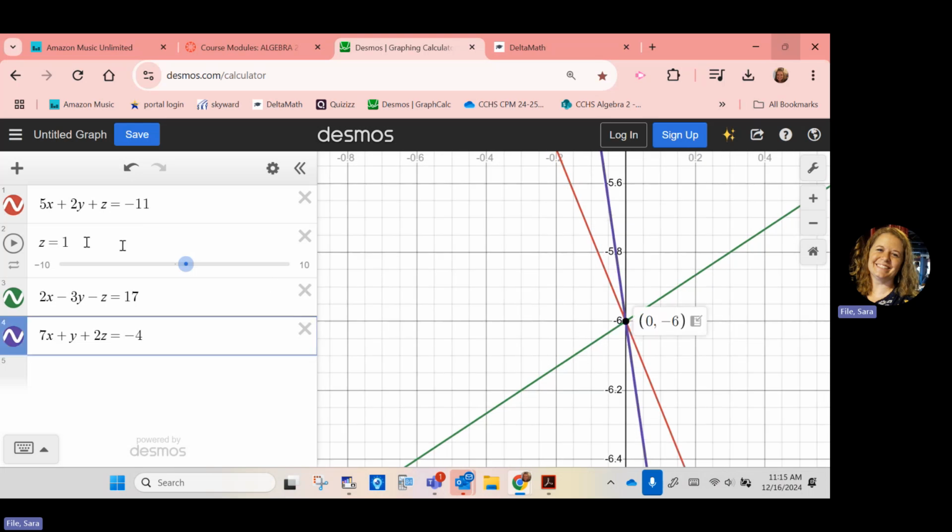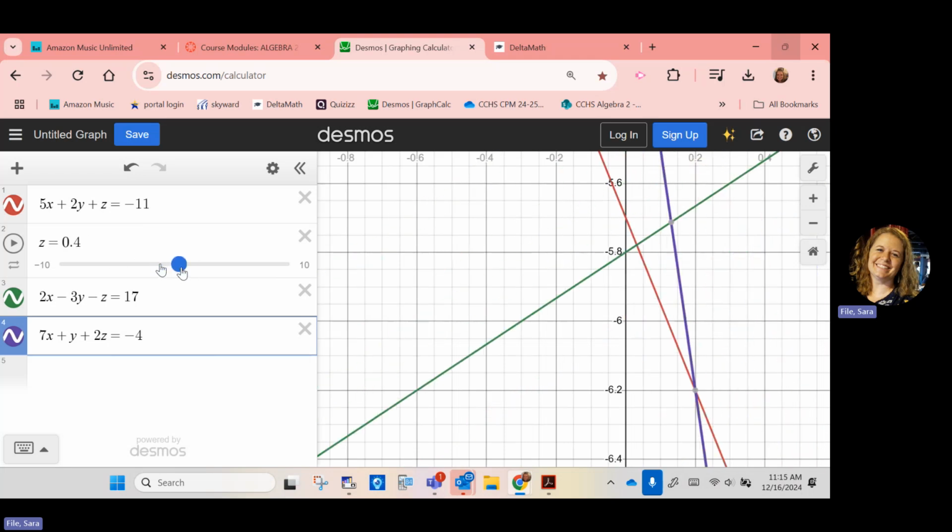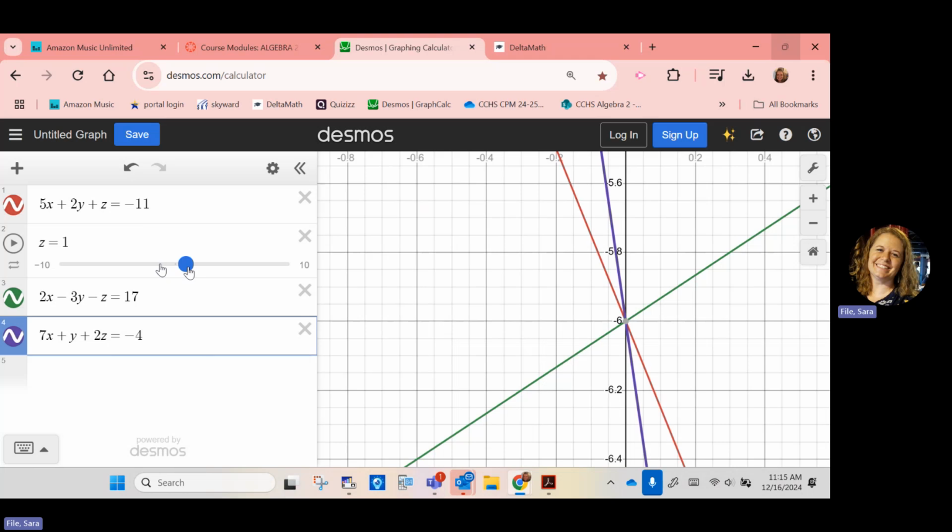That is not always the case. So sometimes you'll have to move this z slider around and you'll see these lines moving, and you move them until you see all 3 lines intersecting at one place. Okay, and this happens at 0, -6. That's your x, y, and look at what your z slider is set equal to. It's set equal to 1. So it happens when x is 0, y is -6, and z is 1.